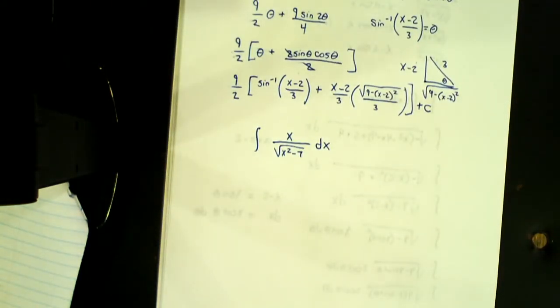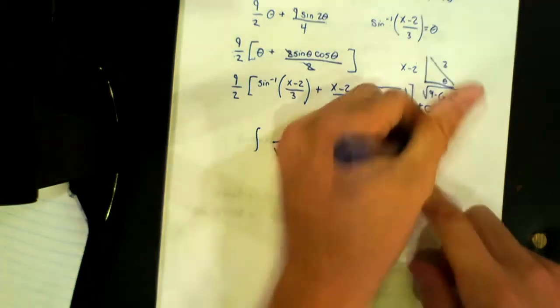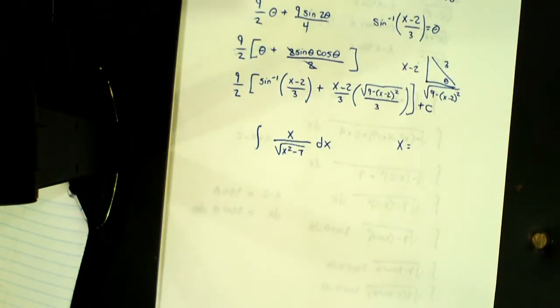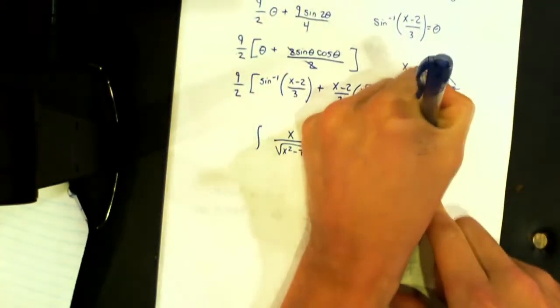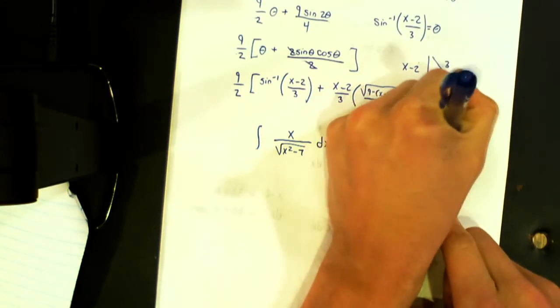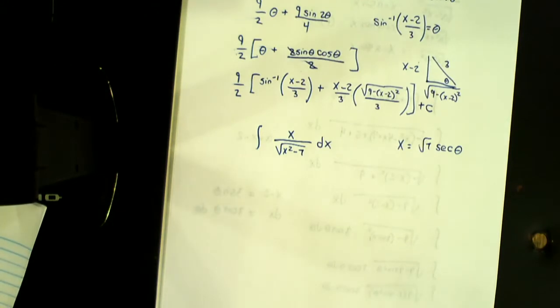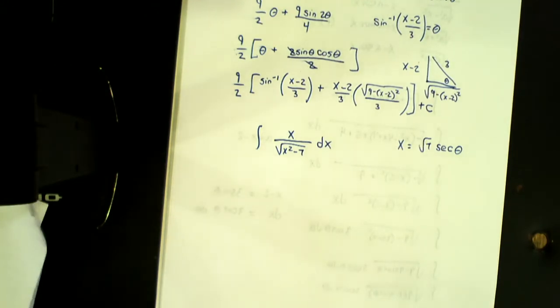Okay. So what type of substitution would we like to make here? Secant. Okay, secant. So we could assign x as what? Is that a 9 or a 7? It's a 7. Not bad. The square root of 7 secant.